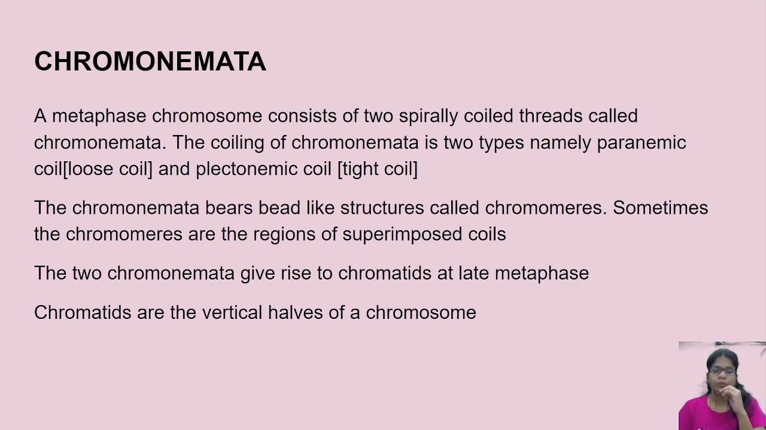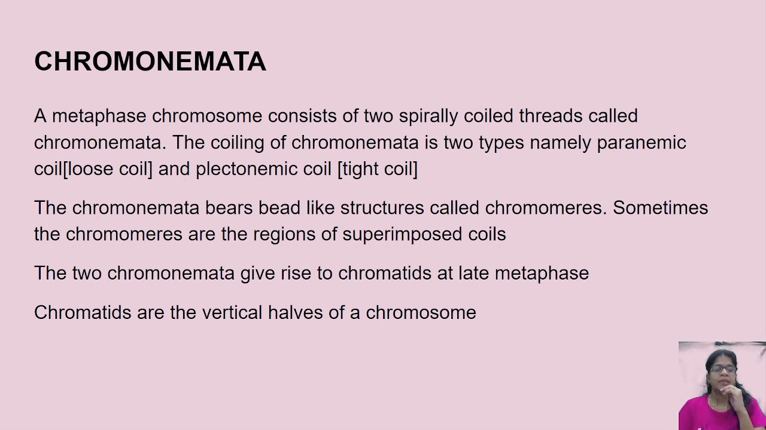The two chromonemata give rise to chromatids. In the last class I drew a rough diagram of a chromosome with two chromatids, separated by a centromere in the middle. Those two chromatids are given rise by the chromonemata only, at the late metaphase.